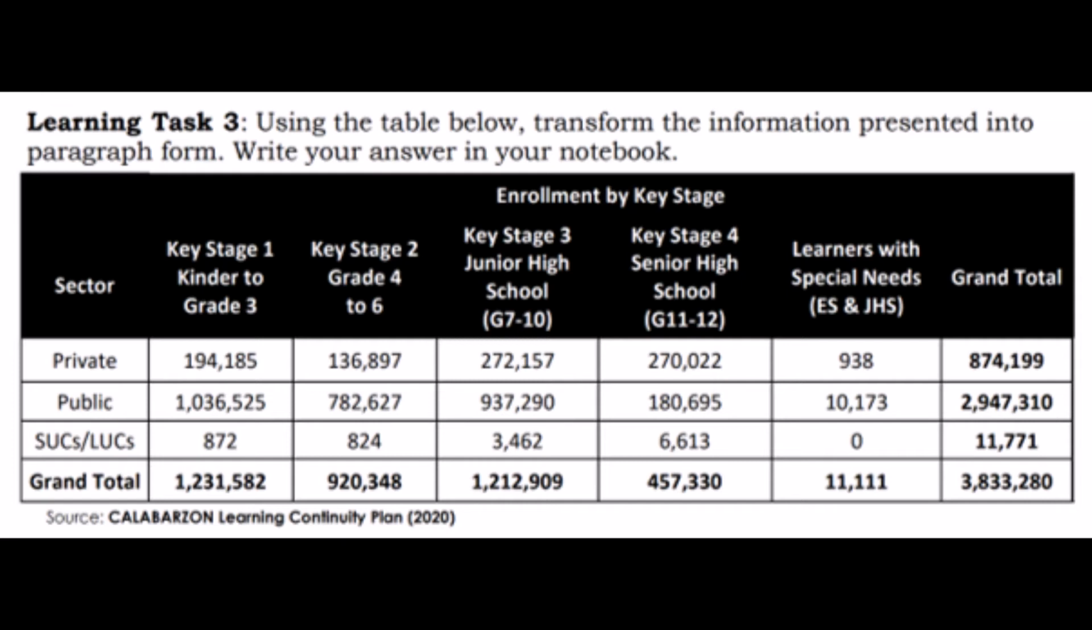For learning task 3, using the table below, transform the information presented into paragraph form. Write your answer on your paper. So you have to analyze what are the informations given in this table. As you can see, there are data about sector, key stage 1, kinder to grade 3, and so on. So they are tables about data, numbers of enrollees, or the number of students who will continue to study in this time of the school year.